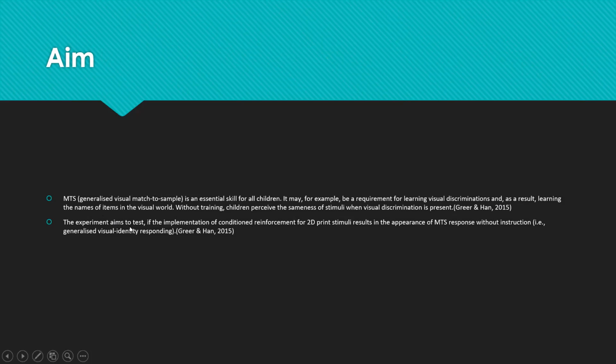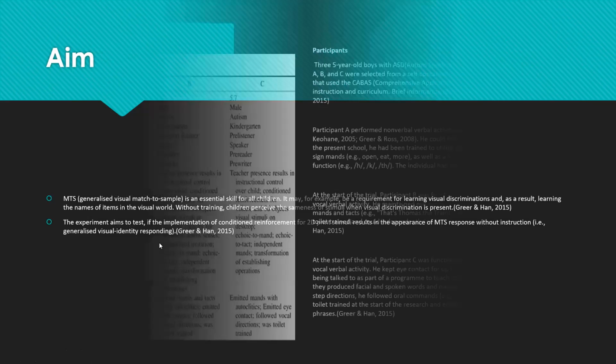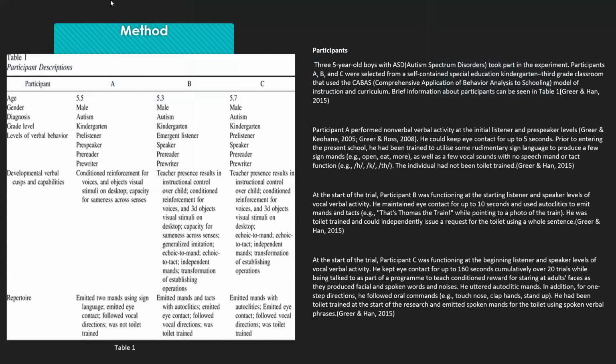The experiment aims to test if the implementation of conditioned reinforcement for 2D print stimuli results in the appearance of MTS responses without instructions, that is, generalized visual identity responding. Now, let's move on to the methods: what they used, what they did.